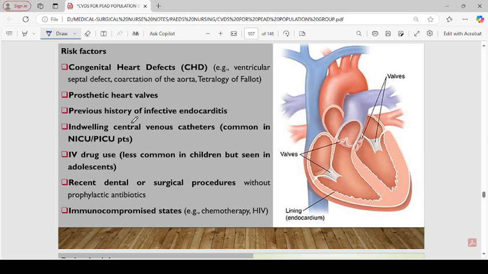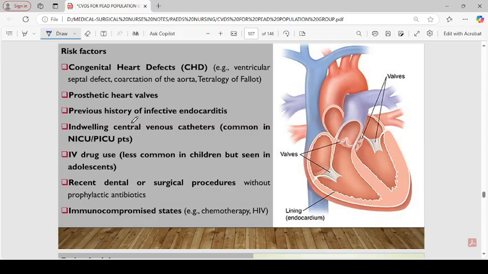Risk factors for infective endocarditis include congenital heart defects, prosthetic valves, previous history of infective endocarditis, and indwelling central venous catheters, common in neonatal and pediatric ICUs. IV drug use is less common in children but commonly seen in adolescents.